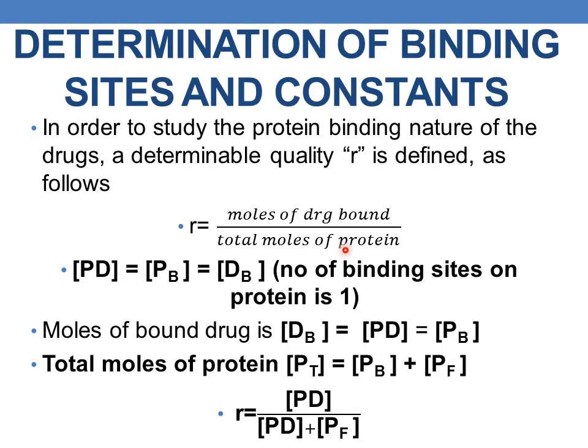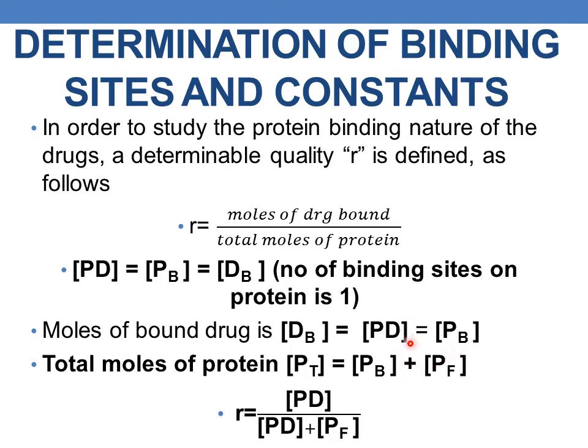And as we all know, if the protein has only one binding site, the bound drug and bound protein concentrations are equal, which is nothing but the molar concentration of the protein drug complex. And total moles of protein, Pt, is nothing but the total concentration of protein. So total moles of protein is equal to bound protein plus free protein.